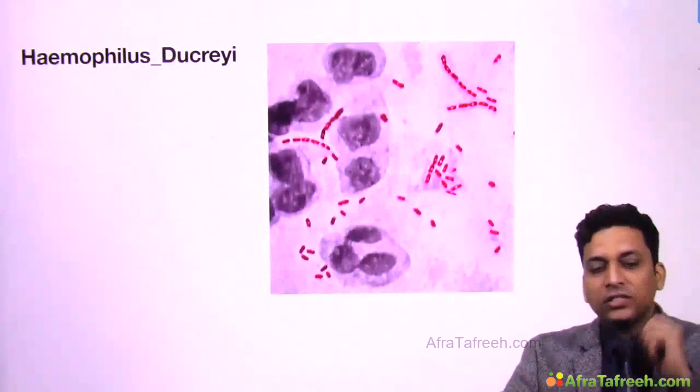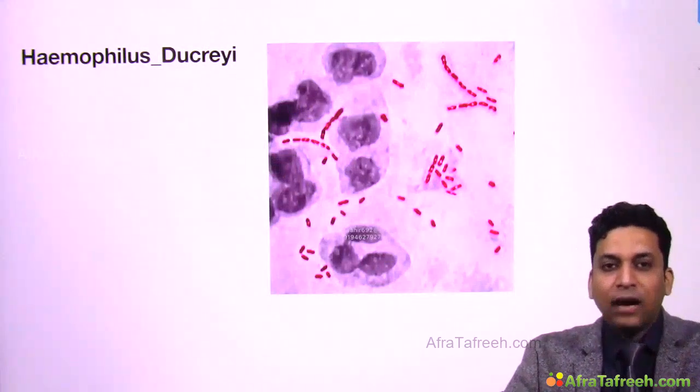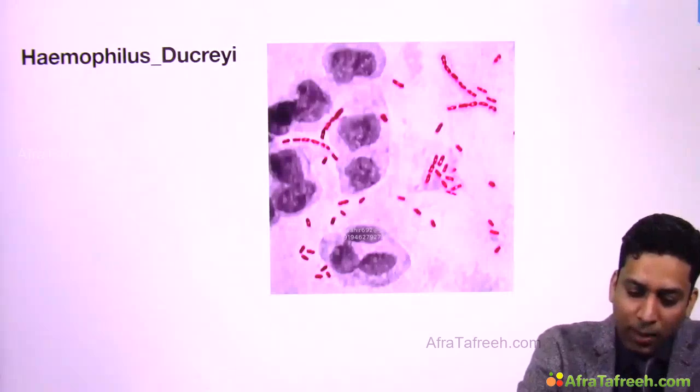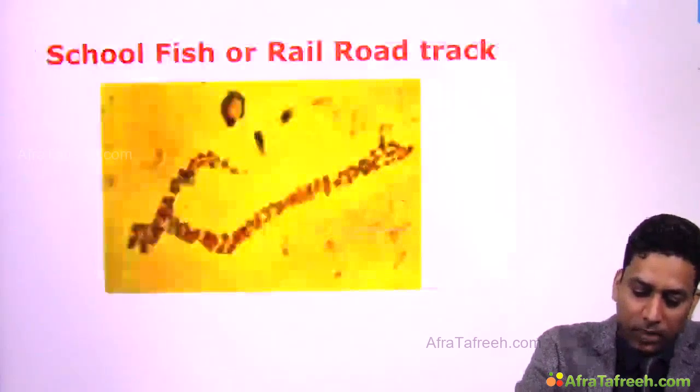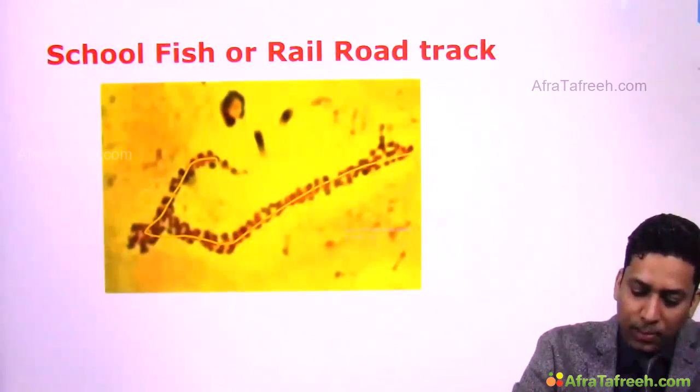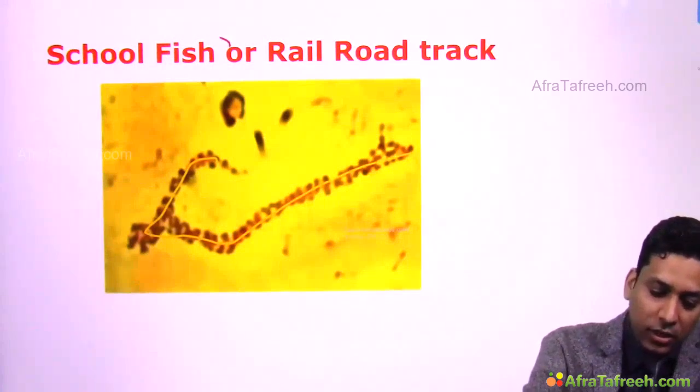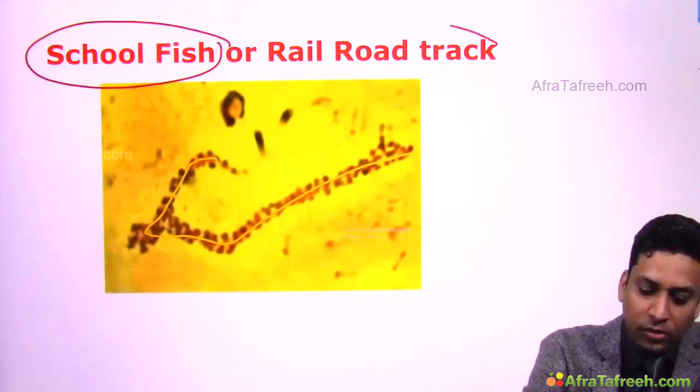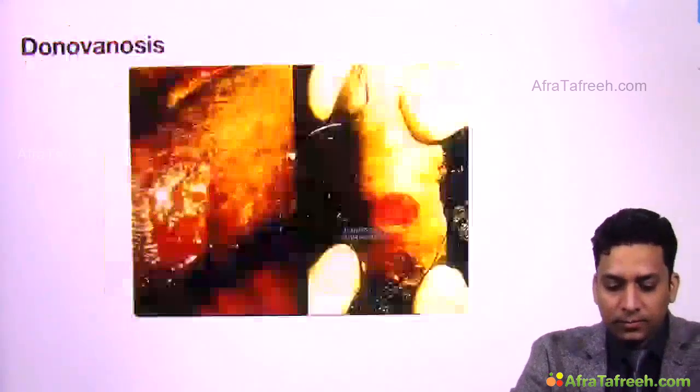And you know chancroid is caused by Haemophilus ducreyi, which is a gram-negative coccobacillus, and they might be present in parallel rows. So these parallel rows might be seen. Here again you can see this parallel row. This parallel row gives the characteristic school of fish appearance or railroad track appearance.